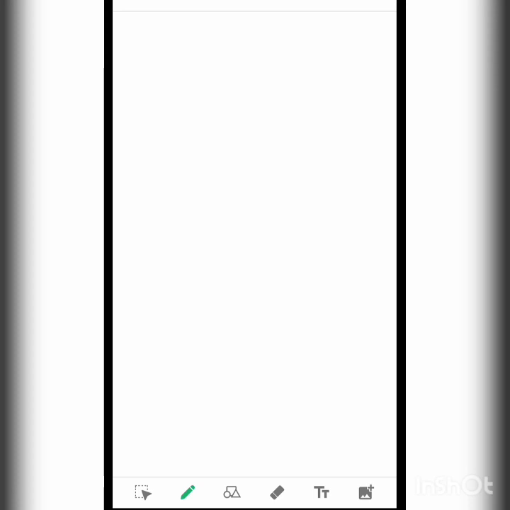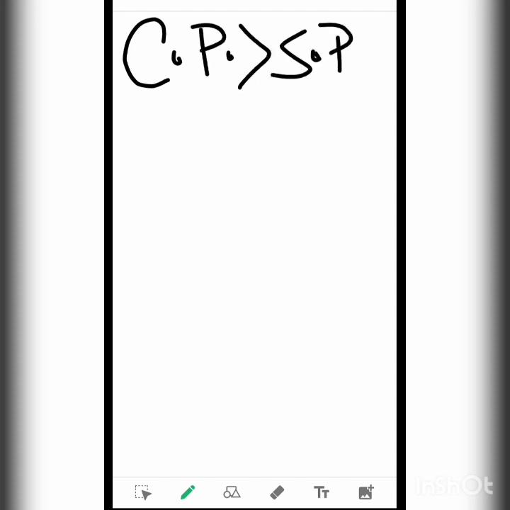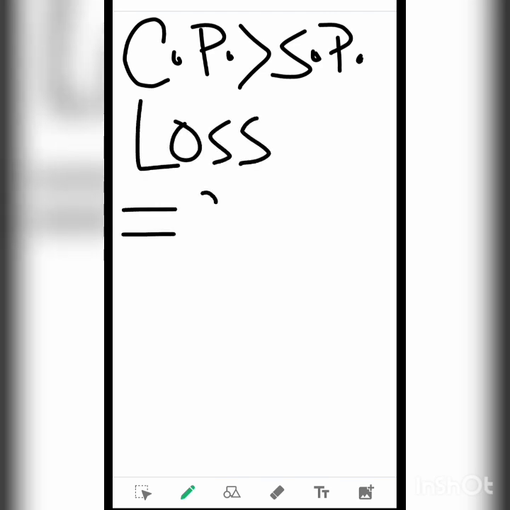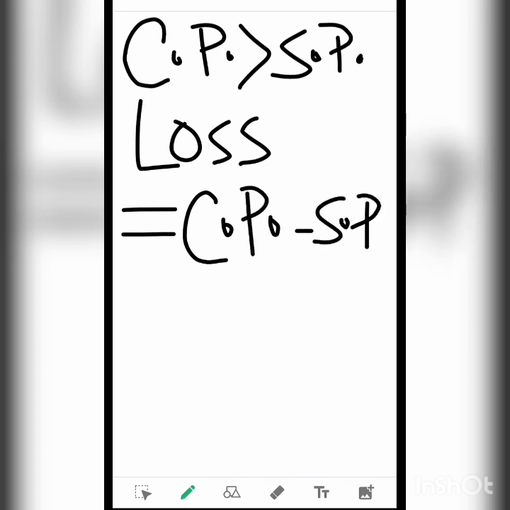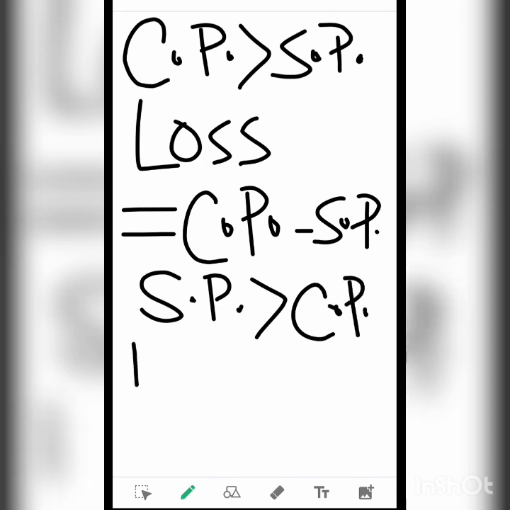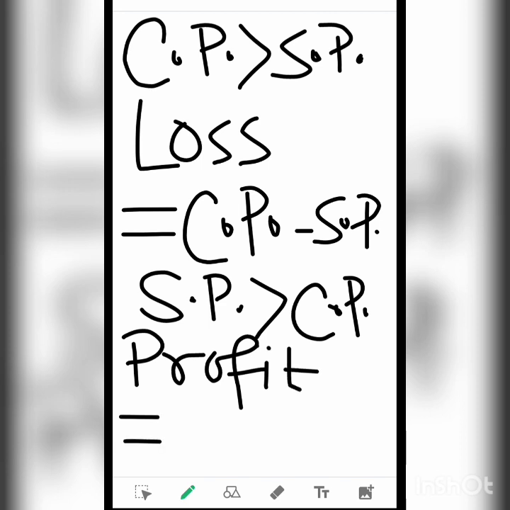Now, the formulas, or what are the formulas that we are using here. Suppose if cost price is greater than selling price, we get loss, and the loss is calculated as cost price minus selling price. Similarly, if selling price is greater than cost price, then we get profit, and it is calculated as selling price minus cost price.